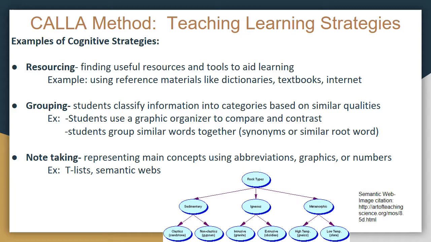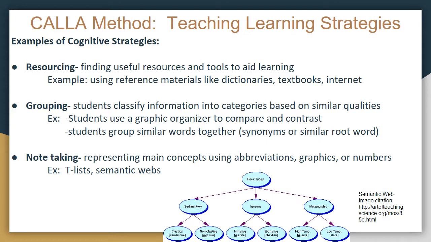Some examples of cognitive learning strategies include resourcing. This would be where you teach students where to find useful resources and have students think about how they can apply the tools to be successful in their learning. So you would teach students how to use reference materials like dictionaries and textbooks, and you would also teach students how to use tools like the internet to research and to verify their findings.